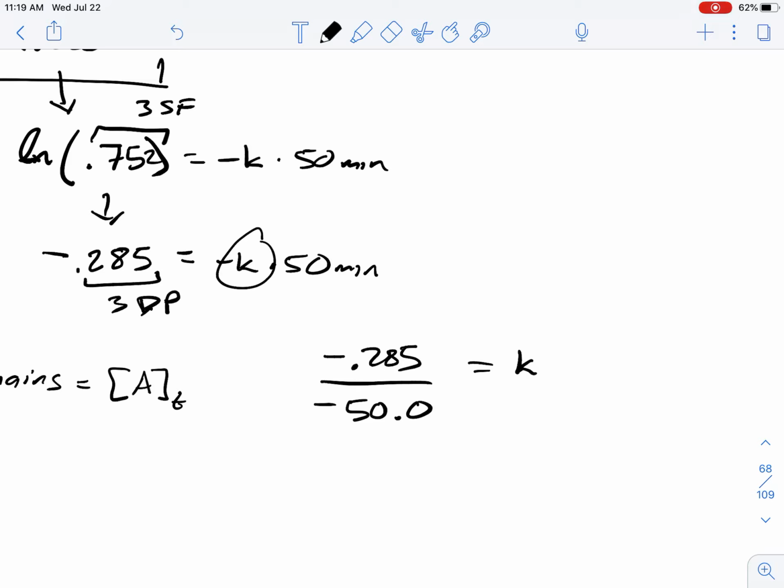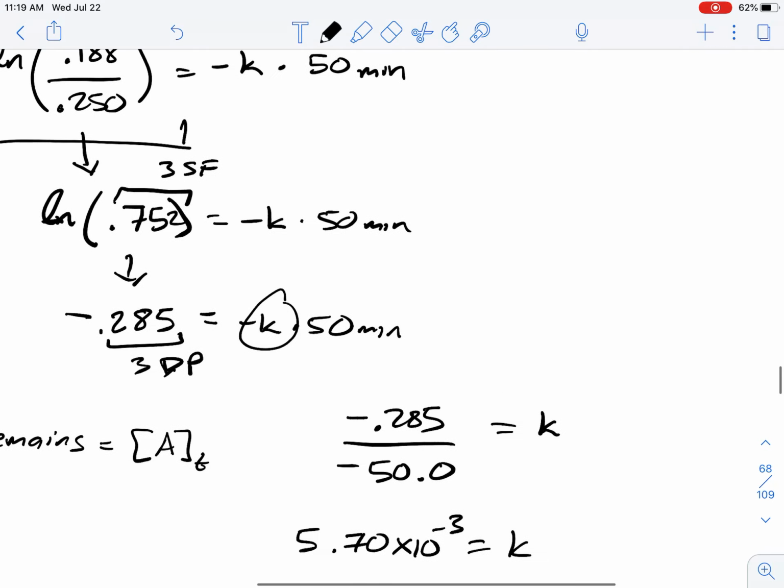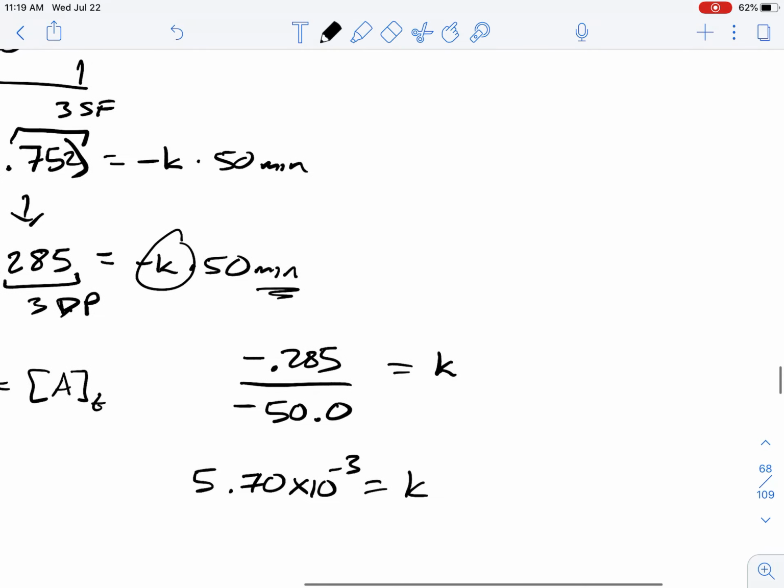I'm doing that for sig figs, and therefore the value for k is going to be, let's see here, divide this by 50.0. It's going to be 5.70 times 10 to the negative 3. In regards to the unit, notice that the unit minutes is with 50, so it's going to be at the bottom. Since there's nothing at the top, the unit will simply be 1 per minute.